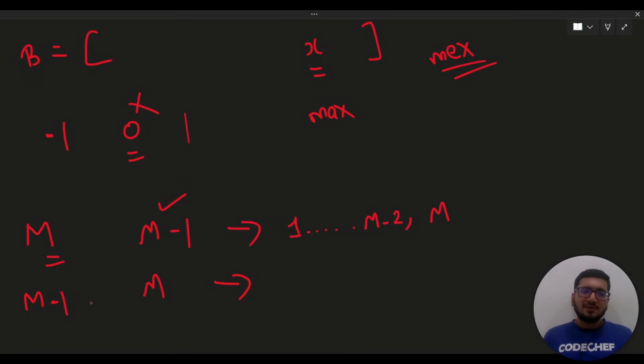Similarly, when we say that our MEX is actually going to be m, it means that we have all the elements till m minus 1, and m will be our MEX. These are two valid situations, or I would say only two valid situations, where we are able to get the difference of MEX and max as less than or equal to 1.